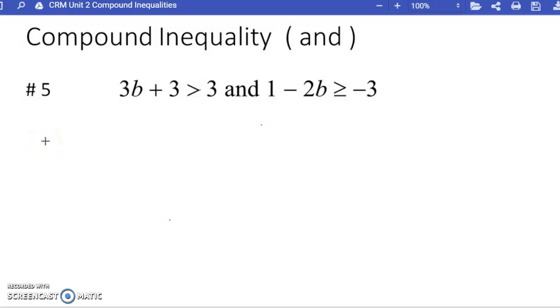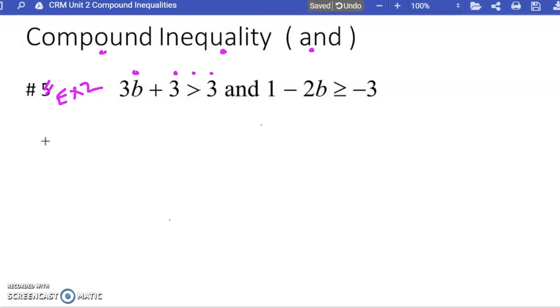All right, this is compound inequalities with an AND statement. This is example number 2. I'm looking at 3b plus 3 is greater than 3.